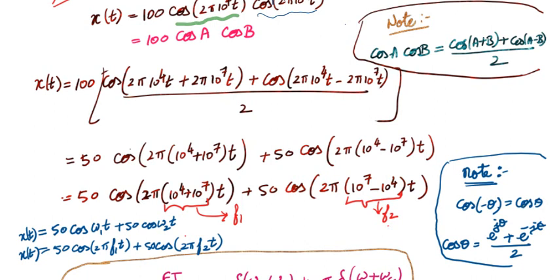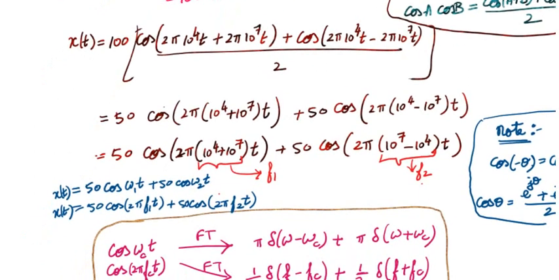Now we are taking 2 pi f t. Here let me take the frequency 10 power 4 plus 10 power 7 as f1, and 10 power 7 minus 10 power 4 as f2. These are the two frequencies. I am using constants like f1 and f2 to represent these values. Now 2 pi multiplied with (10 power 4 plus 10 power 7) I am taking as omega 1, and 2 pi (10 power 7 minus 10 power 4) I am taking as omega 2.